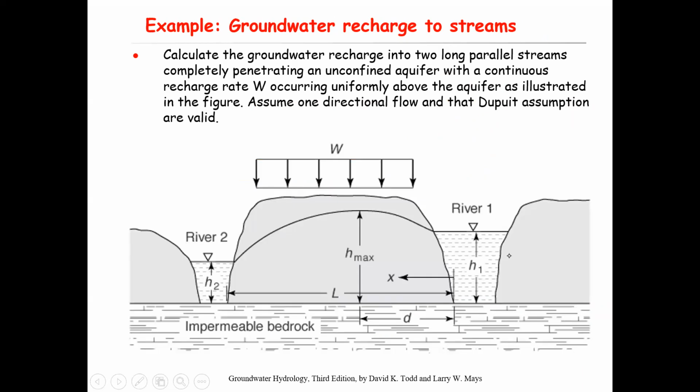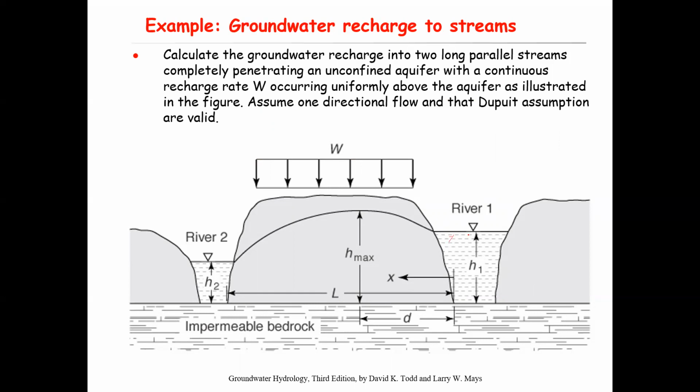Now there's an example here. I wanted to go through the example so you will see how to apply this equation. The example is: calculate the groundwater recharge into two long parallel streams completely penetrating an unconfined aquifer with a continuous recharge rate W occurring uniformly above the aquifer, as illustrated in the figure. Assume one directional flow and that the Dupuit assumptions are valid.